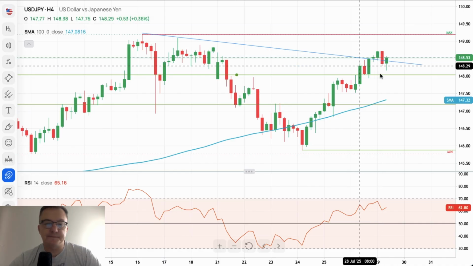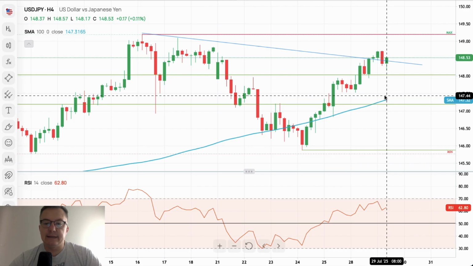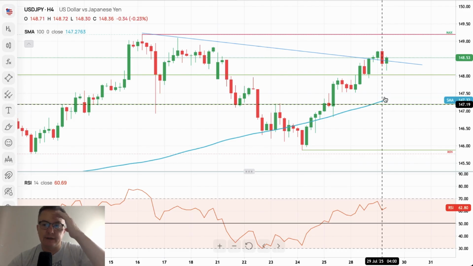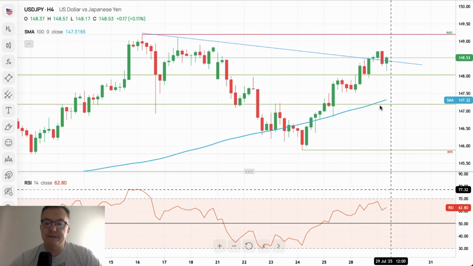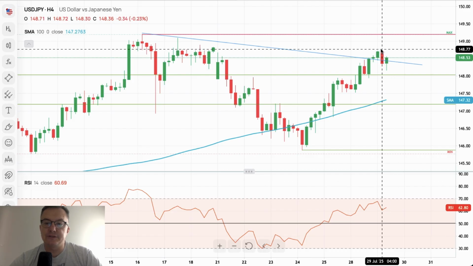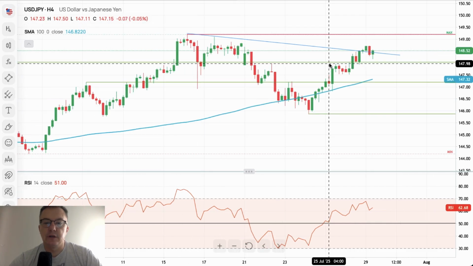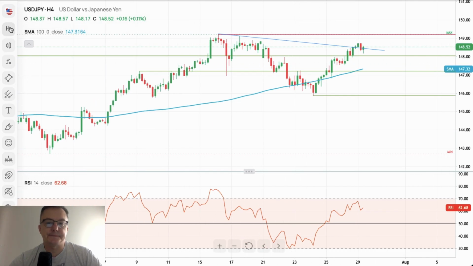The immediate technical support is located at 148.05, and we are trading above the technical line of the support of 147.19, above the 100 periods moving average. There is still some slight room to the upside here before the momentum hits extremely overbought conditions. There is slight room to the upside here as well towards the swing high. So possibly the bulls will eventually try to test this level and see what happens. So that's the situation on the US dollar versus the Japanese yen.